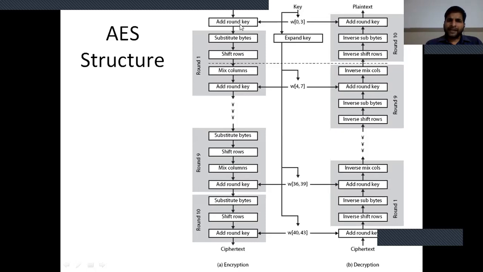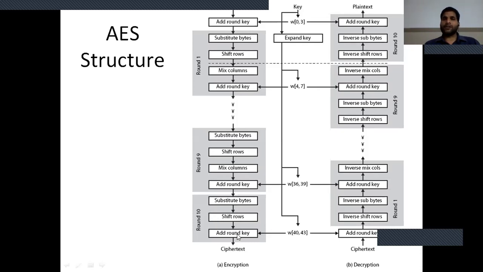Now, this initial add round key uses W0 to 3. Several operations are performed up to round 9 and round 10. In round 9, we use add round key W36 to 39, and the last round, round 10, contains only 3 transformations: substitution byte, shift row, and add round key; mix column is not performed in the last round. Then we apply the add round key.